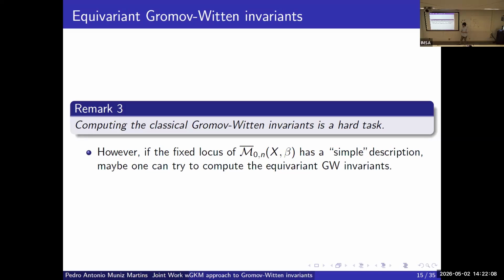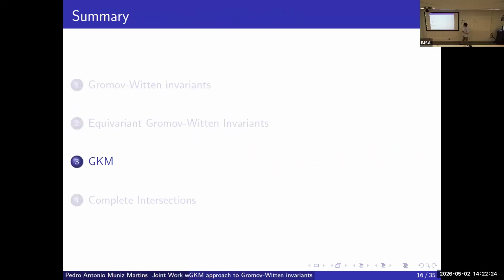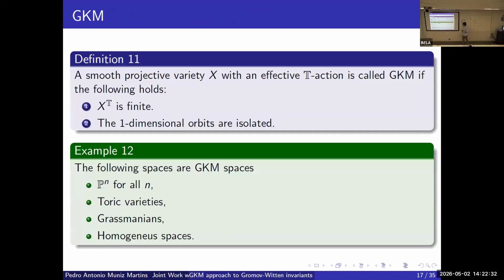In GKM spaces, the fixed locus by the action on the moduli space of stable maps becomes simpler, and it turns into a problem of combinatorics in graphs. You reduce this integral to a sum. This is why we consider GKMs. Now let me define the GKMs and show you the explicit formula to compute these invariants in this case.